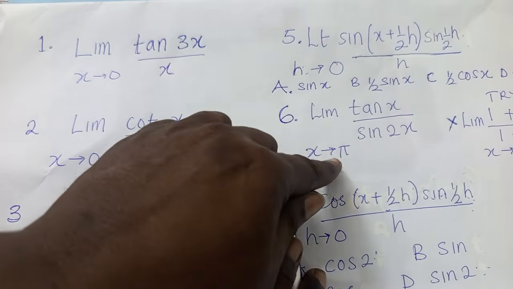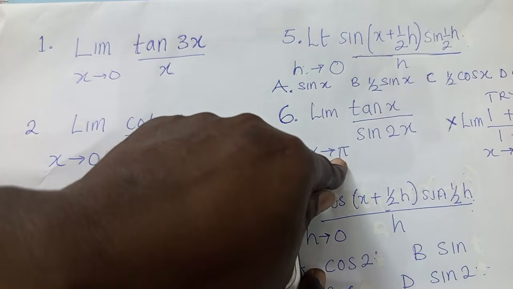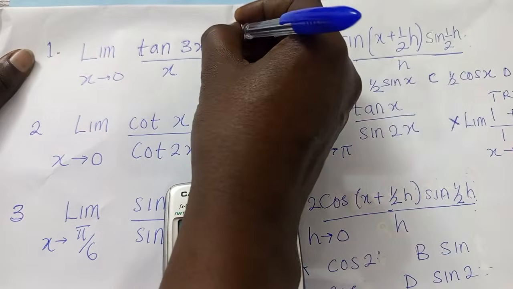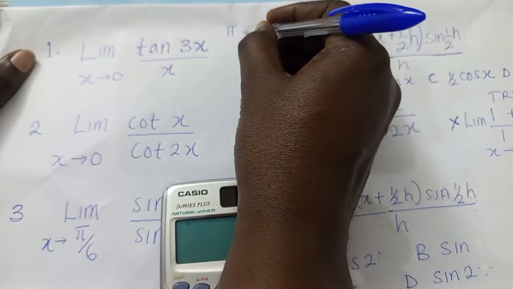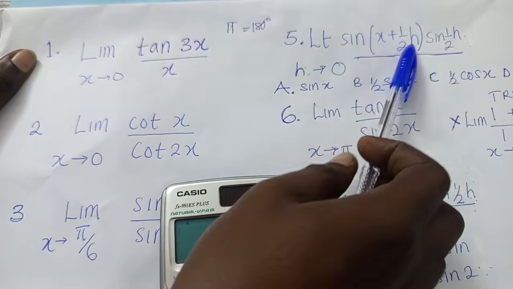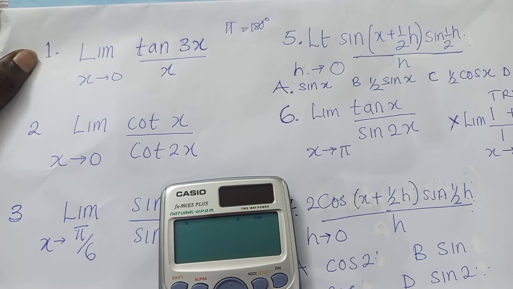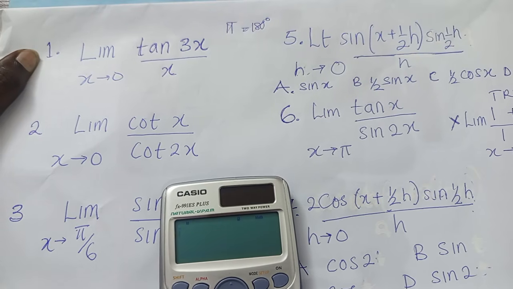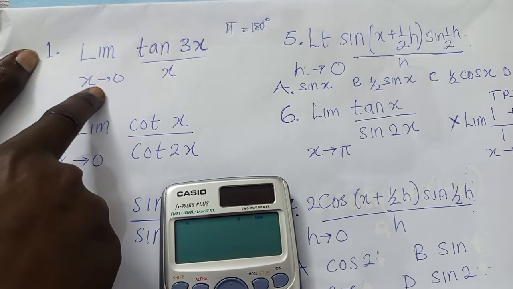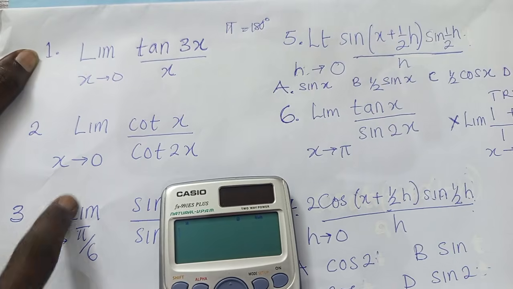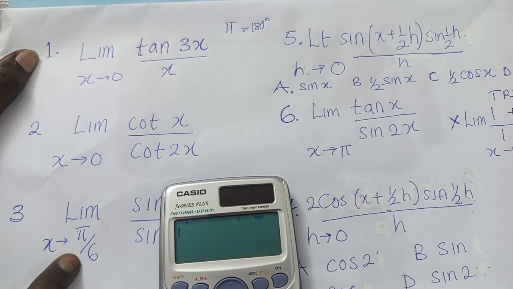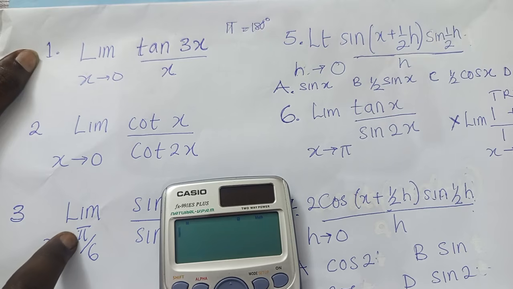But if your limit is tending to pi, meaning 180, please don't forget, pi is equal to 180 degrees. So pi over 2 is 90 degrees, pi over 6 is 30, pi over 4 is 45, and so forth. So always observe these parts critically. Like this one, our calculator will be in degree, where pi is 180, and this is exactly 30 degrees.